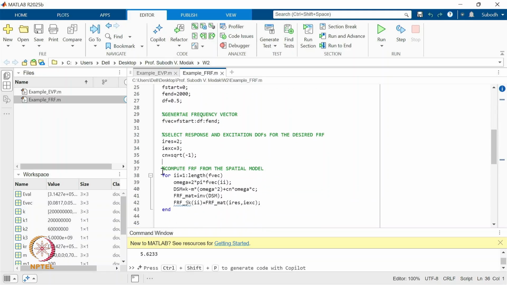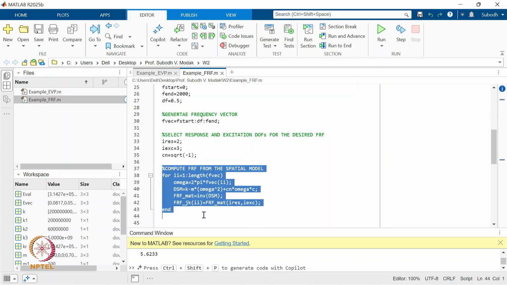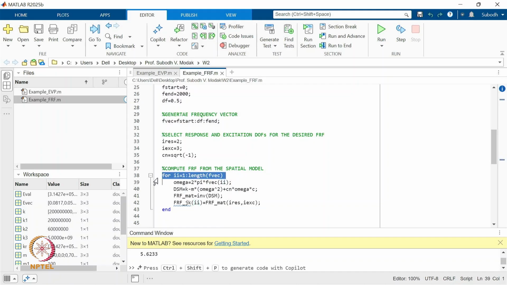Then this is the code to compute the FRF over the whole frequency range. So we use a for loop here. This for loop starts from 1 and goes till the length of the fvec vector. Length of fvec basically gives me the number of elements in the vector fvec. So this will be something like 4001 most probably, because we are using a frequency resolution of 0.5 hertz. Then we compute the excitation frequency, 2 pi fvec(i). So it takes the first element in the fvec vector and computes the excitation frequency in radian per second.